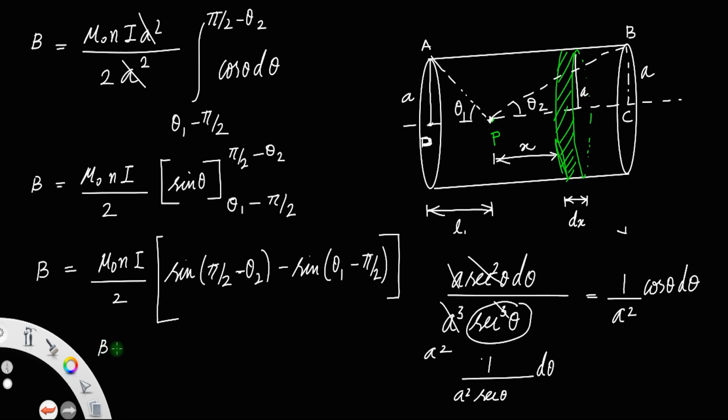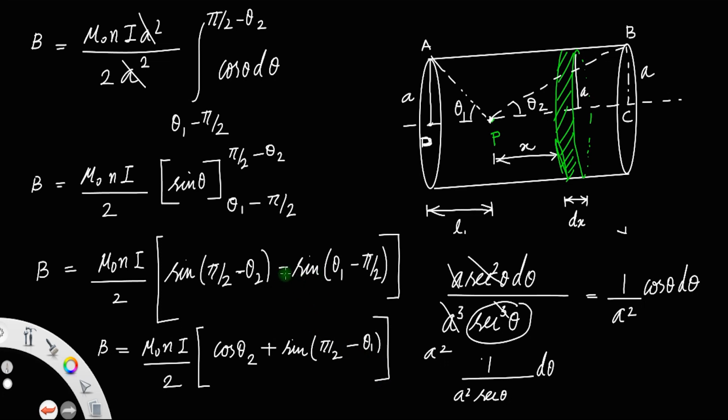So B is equal to mu 0 n I by 2. We know sine 90 minus theta is cos theta. So cos theta 2. This minus, if you take to inside of the sine, you can write this as sine pi by 2 minus theta 1. When you take the minus to the interior of the trigonometric function sine, the function will reverse. That is, if it is a minus b, then it will be b minus a.